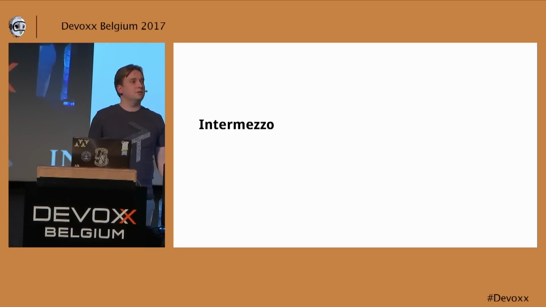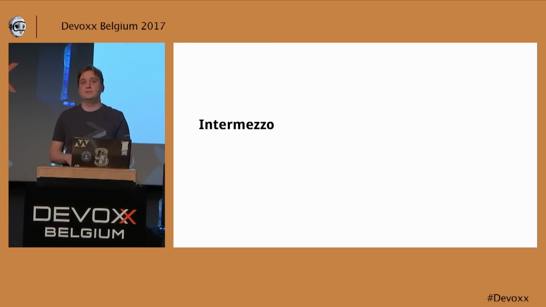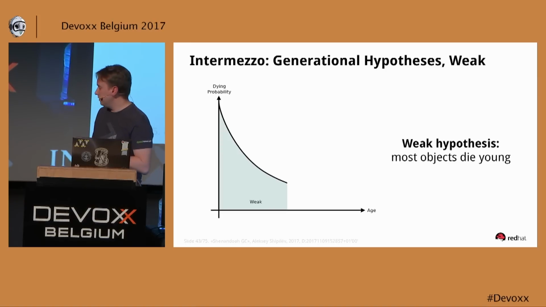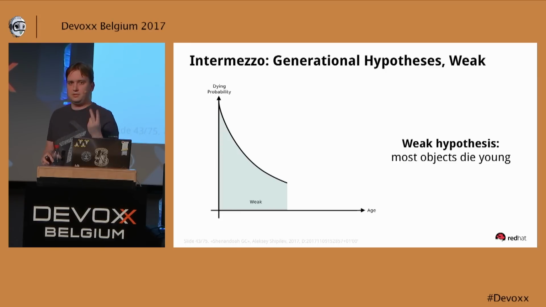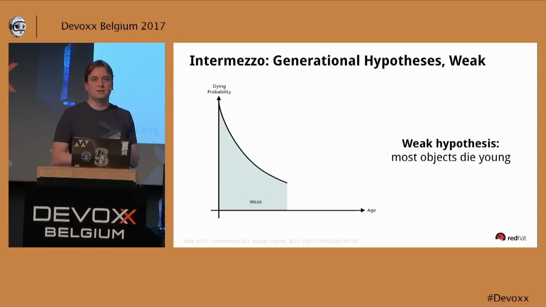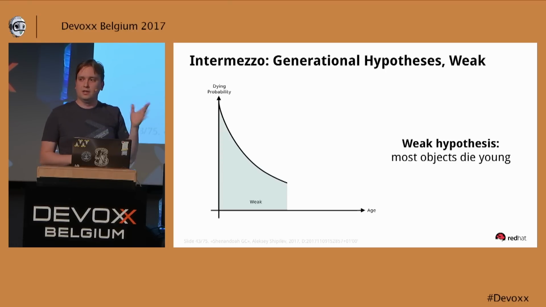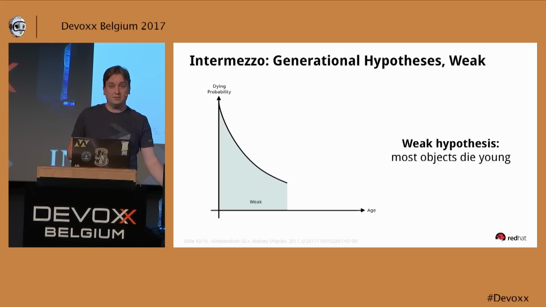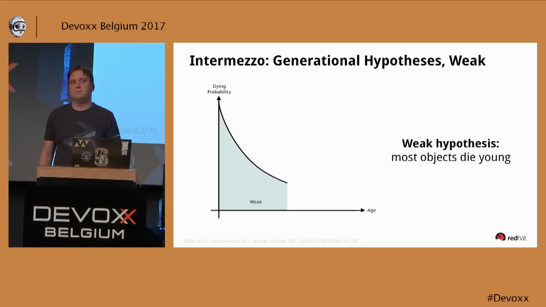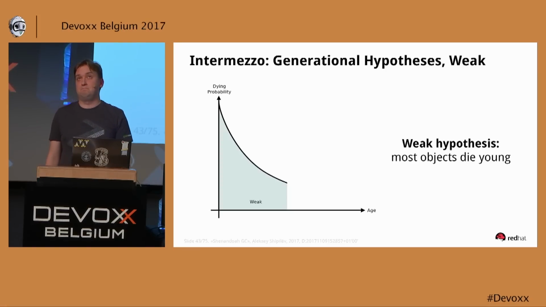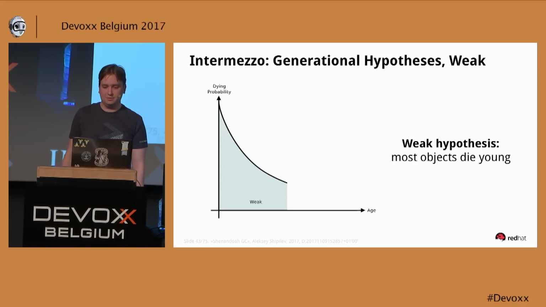By show of hands, who knows about the generational hypothesis? All right, not that much. So there are two types of generational hypothesis. First is the weak hypothesis, which says that most objects die young. If you draw it, and the x-axis is age, and the y-axis is dying probability, it will probably go like this. This hypothesis is true in many, many languages, not only Java, basically in most languages out there.